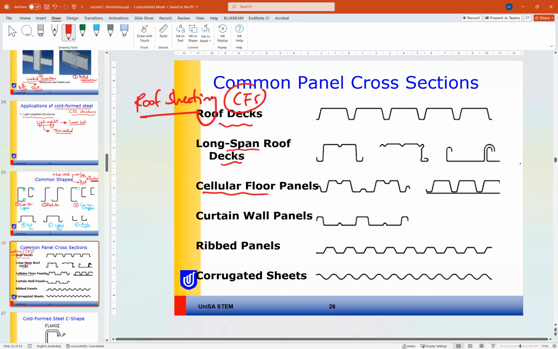In cellular floor panels, we can use this profile or this profile. A curtain wall panel can be this profile, ribbed panel, this corrugated sheet as well, and the normal corrugated sheet like this one. So all these shapes are common shapes for roof sheeting and walling, and are available in the market. Like for example, Lysaght.